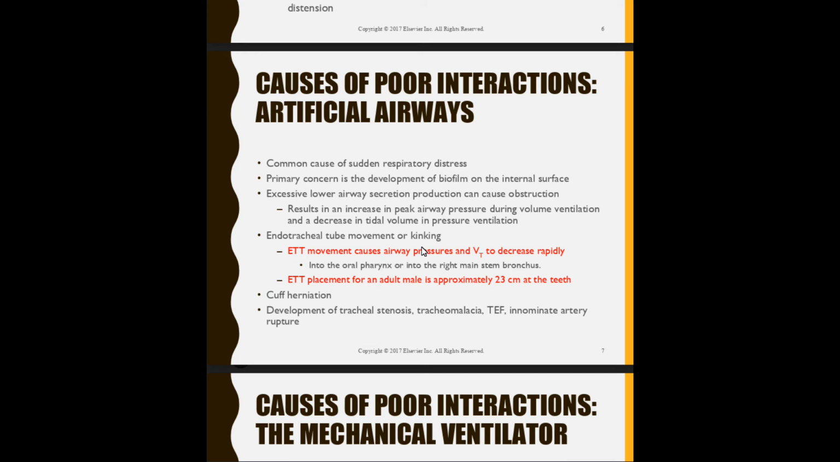Endotracheal tube movement or kinking. If our ET tube moves or it's kinked, either a patient's biting it or for some strain, or most likely it's going to be kinked because the patient's biting it. So that's going to cause airway pressures and tidal volumes to decrease rapidly. Okay, and it says if we're talking about movement, we're talking about movement into the oropharynx or into the right main stem bronchus.